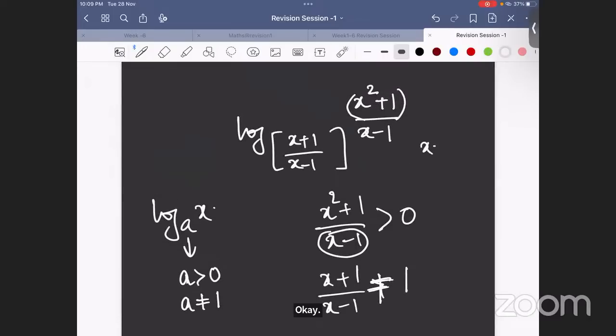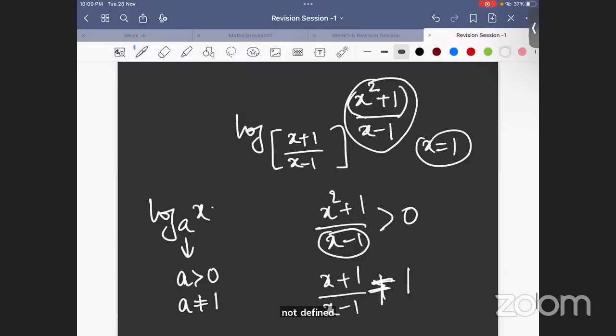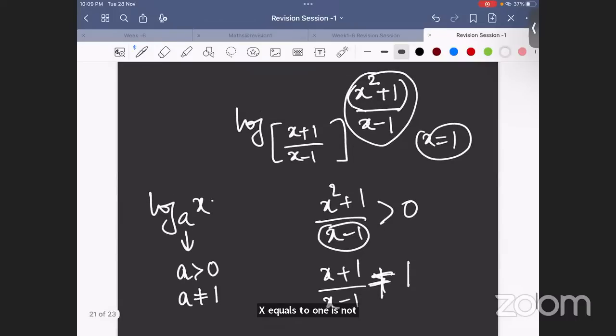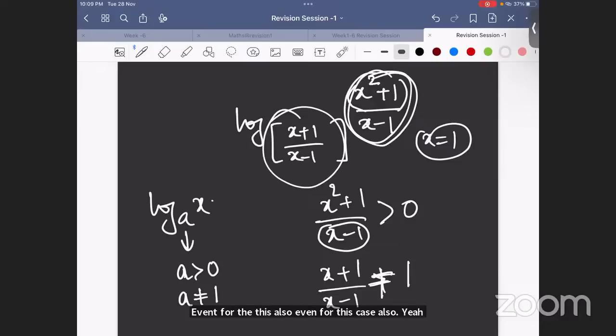x equals 1 is included? Yes, sir. How is this possible? That's the thing I'm asking. Sir, the question is asking about where the function is not defined. x equals 1 will not be defined. From here itself you can see that x equals 1 is not possible. It is not defined, not even in this interval from minus 1 to 1. Okay, sir, thank you, sir. I got the question.